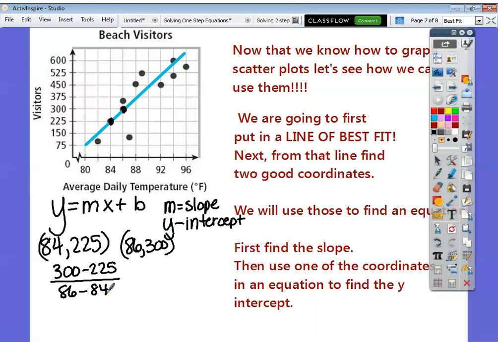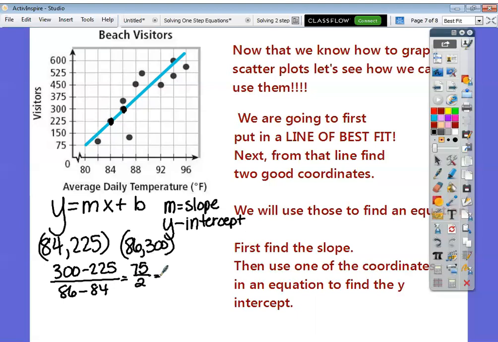Now, FYI, everybody's going to probably have a little bit different line of best fit, just because some people might interpret those dots in a different way. And that is okay, because our slopes might be off by just a hair, not a ton, but just a hair. All right, so here we go. 300 minus 225 comes out to be 75 over 2.